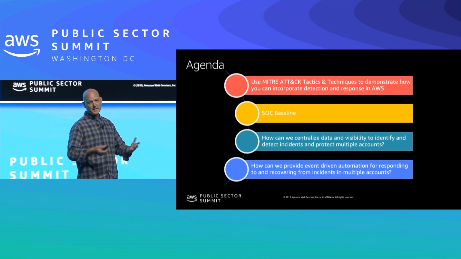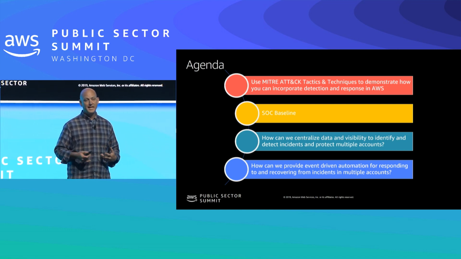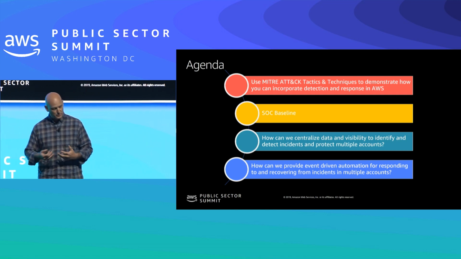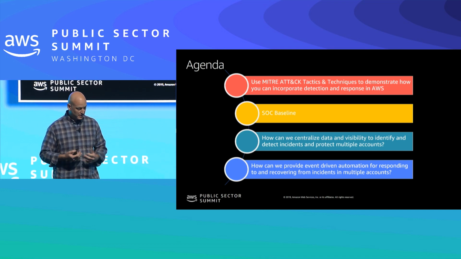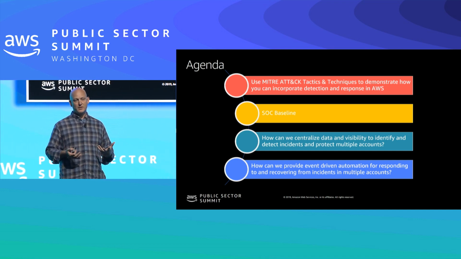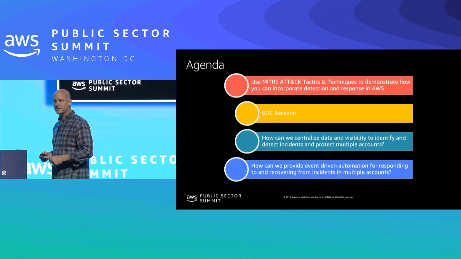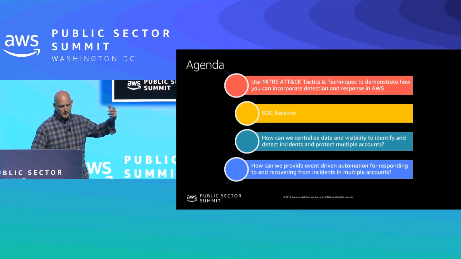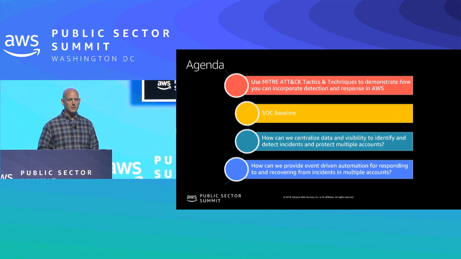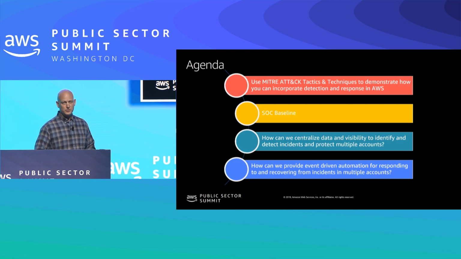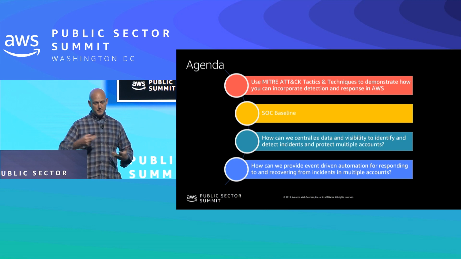In addition to that, we're going to baseline what SOC is. We're going to talk about how we can centralize data and how we can visualize that centralized data to detect incidents and to protect your environment. And then lastly, we're going to talk about providing event-driven automation for responding to that, primarily through the mechanism I just identified using GuardDuty. There are many different ways you can do it, but GuardDuty seems to be a perfect example of how you can start building out that approach to managing security and managing risk in your environment, through GuardDuty and MITRE ATT&CK.